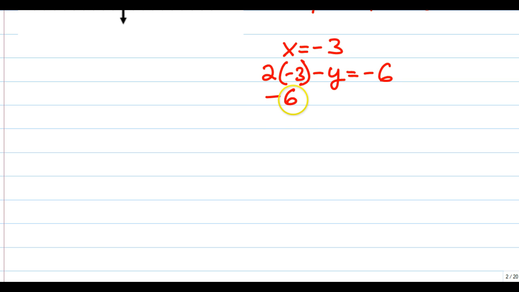So I'm going to come down and I'm going to do this math problem one more time for one more number. This time I'm going to say that x is equal to a -3. So I'll plug that in. So 2 times a -3 minus y equals a -6. Now I can come back and multiply this through. So I have 2 times -3 as a -6 minus a y equals a -6.